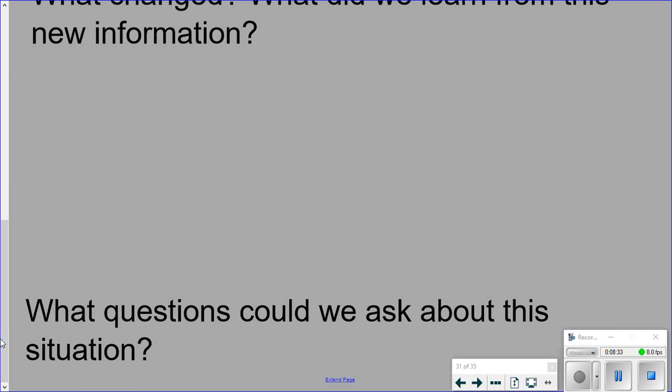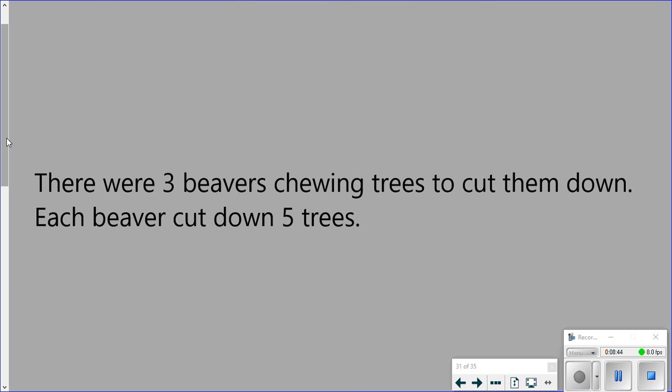What are some questions I might ask? If I am a word problem writer, what would be the question sentence that I would add next? There were 3 beavers chewing trees to cut them down. Each beaver cut down 5 trees. Liam, what do you think? I think you'd say, how many beavers and trees are there?